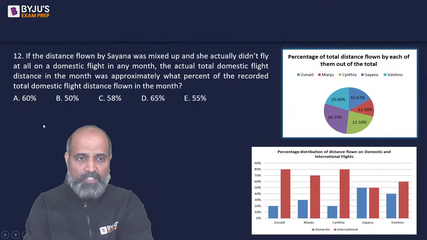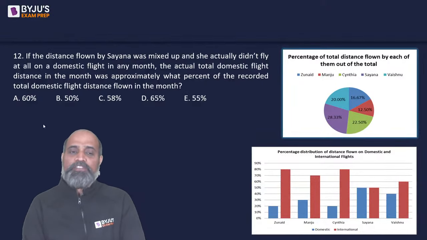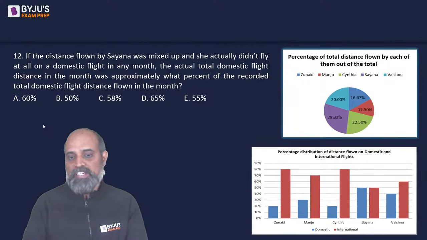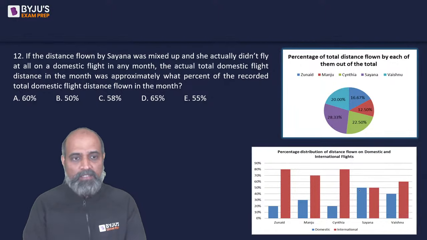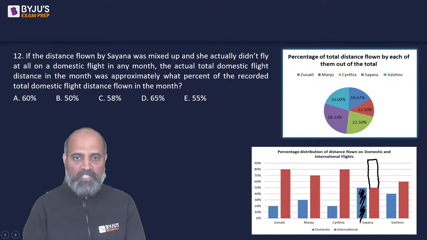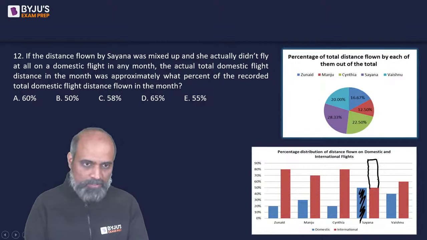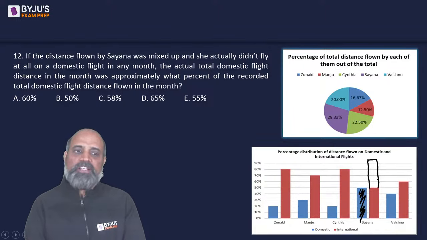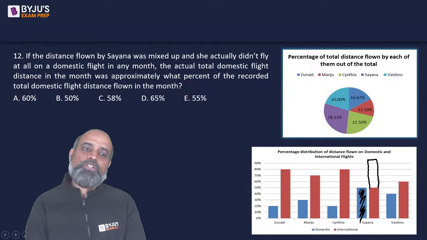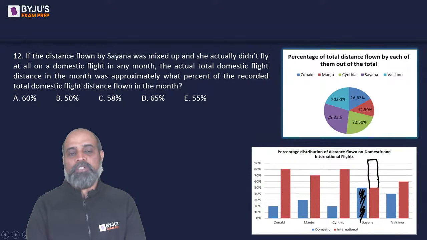Okay. Next one. If the distance flown by Sayana was mixed up and she actually didn't fly at all on domestic flight in any month. So if we go to Sayana and we say कि इसका domestic था ही नहीं, पूरा का पूरा it was international, that means the actual total domestic flight distance in the month was approximately what percentage of the recorded total domestic flight distance flown in the month?